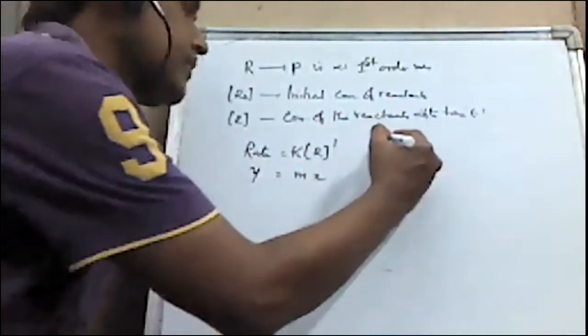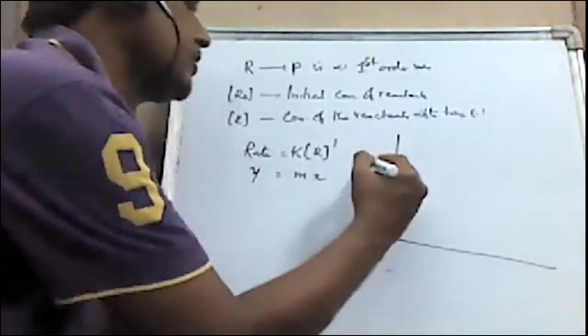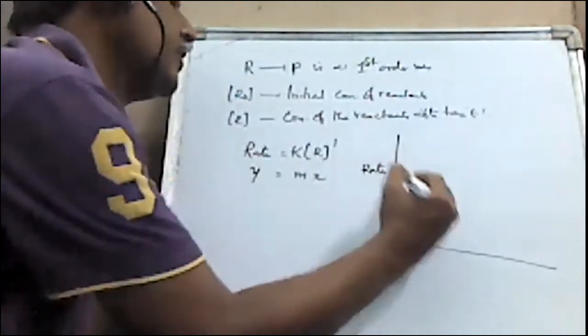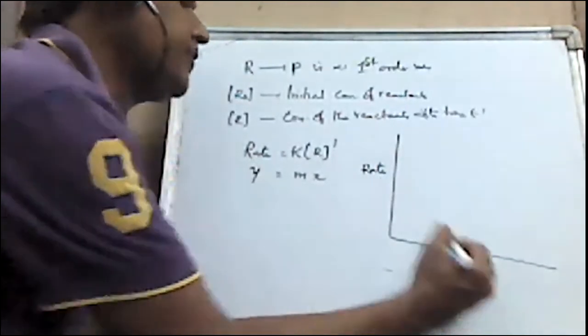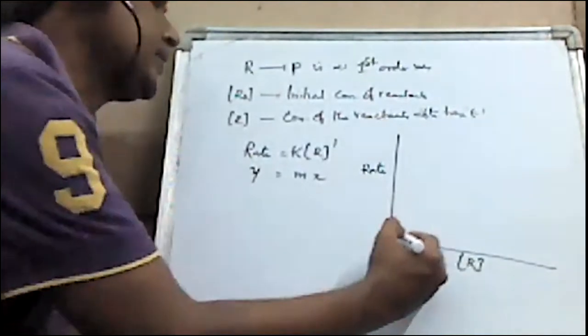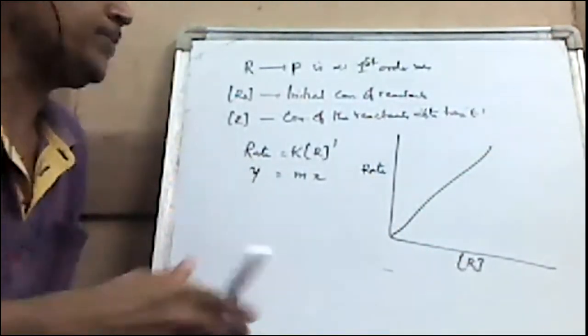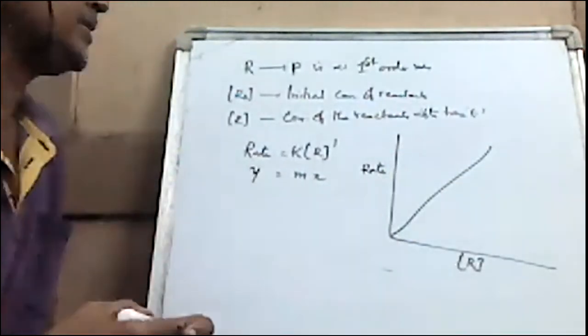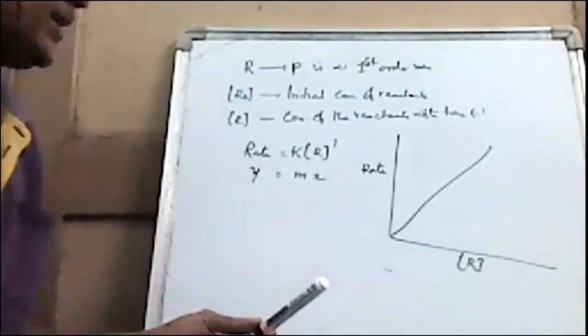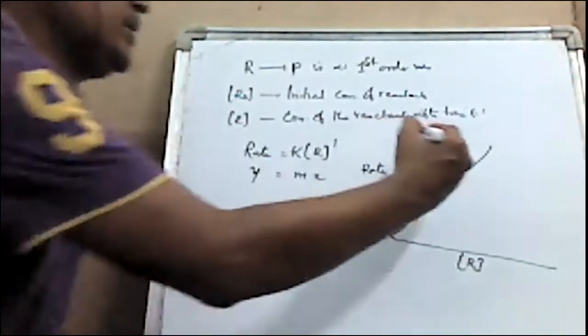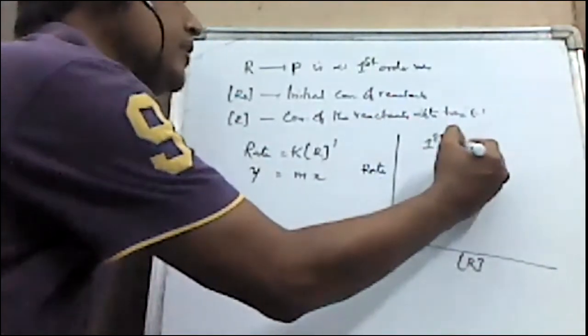Now if I plot rate versus concentration of reactants, it is passing through the origin. So this is the one plot. You see, let me compare with the zero order reaction. This is for first order reaction.